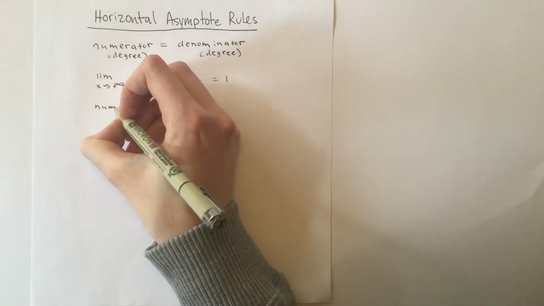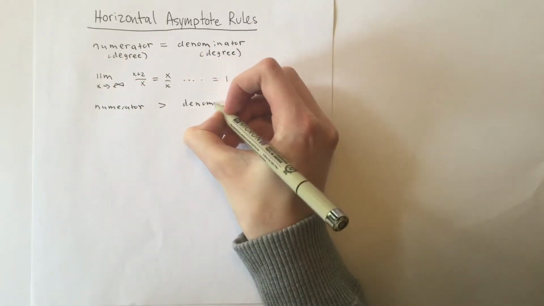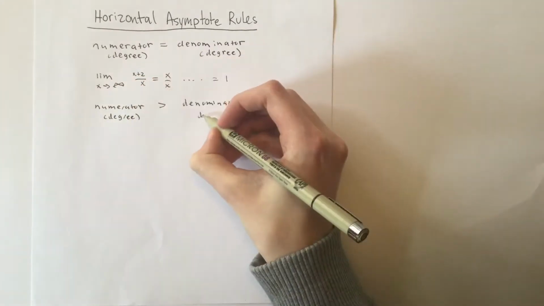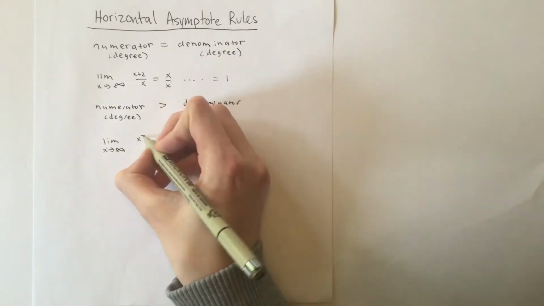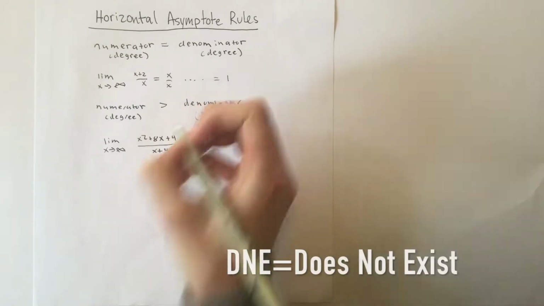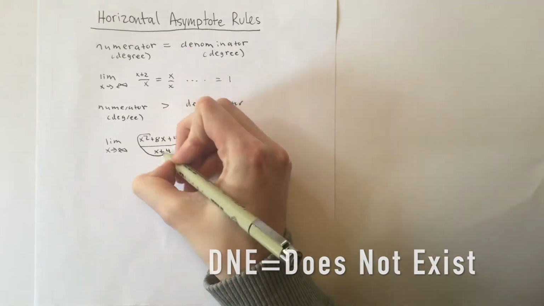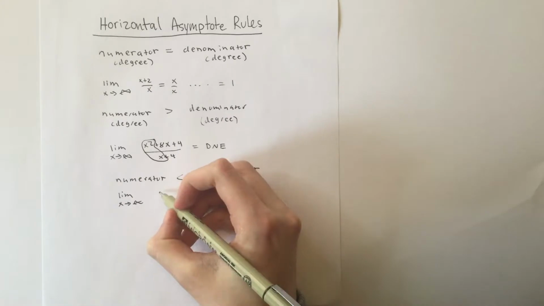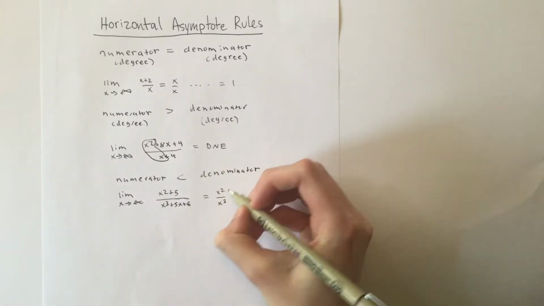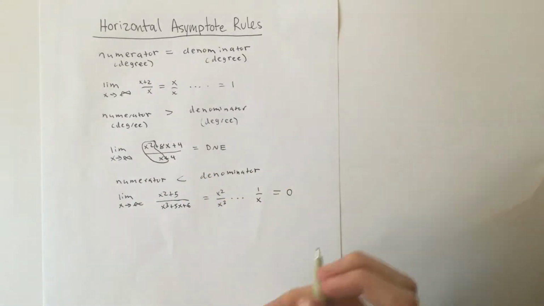When the degree of the numerator is greater than the degree of the denominator, that means there is no horizontal asymptote. You would not have a limit. The limit does not exist. However, when the degree in the numerator is less than the degree in the denominator, that means the horizontal asymptote will always equal 0.